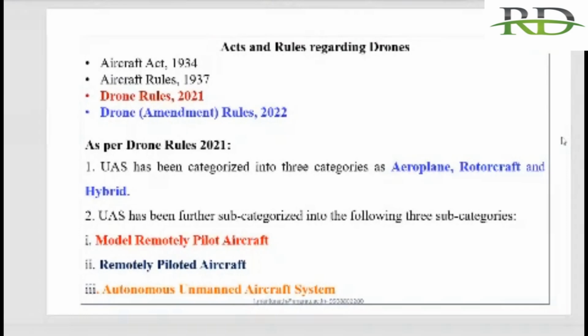They created geofencing in airspace, and because crashes occur, some very strict rules are being followed from 5th August 2021 onwards. Based on the drone rules, the unmanned aircraft system is characterized into aeroplane, rotary craft, and hybrid mode, as I discussed earlier. It is subcategorized into modern remotely piloted aircraft, remotely piloted aircraft, and autonomous unmanned aircraft system. Drones come under the autonomous unmanned aircraft system, that is AUAS.